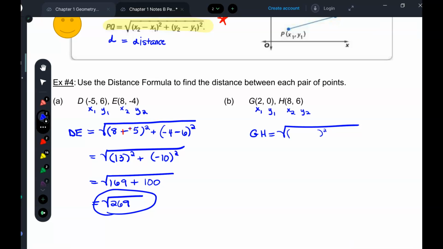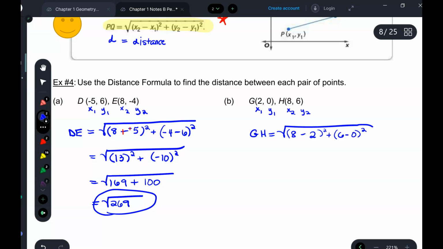It's going to have to transfer curves. So x2 minus x1. What's going to go in the first set of parentheses? 8 minus, it's minus, right? So 8 minus 2. It's always minus, right? 6 minus 0.